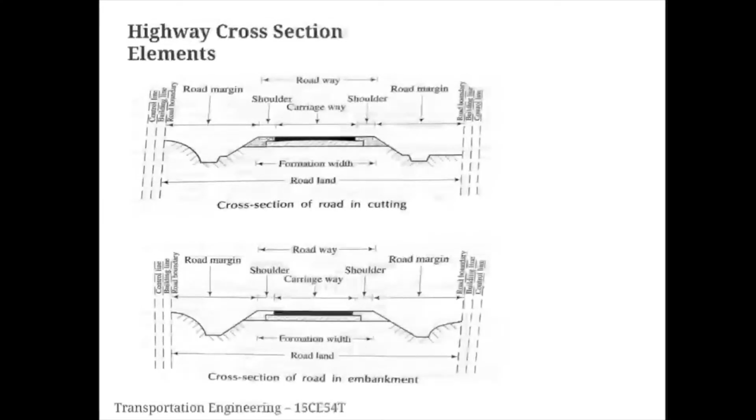So there are various highway cross section elements such as carriageway, shoulders, roadway, road margin, formation width, and road land. One picture is showing the cross section of a road in cutting, and the one below is showing the cross section of a road in embankment. So let's study one by one.